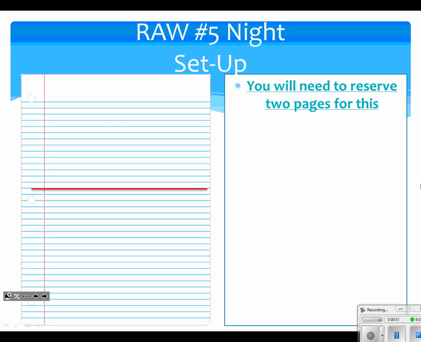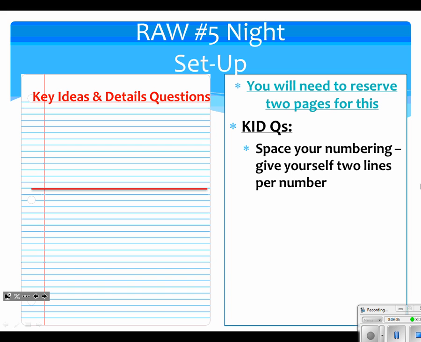So the first component that we're going to make sure is we're going to divide this piece in half. And the top portion we're going to be heading as key idea and detail questions, or those kid cues. We're going to be placing the kid cues on the top half of our page, and you want to make sure that you're giving yourself enough even space. There's only 4 questions that we're going to be answering, but you might want to write a number, skip a line, write a number, skip a line. Give yourself enough space that you could write a couple of sentences per answer.